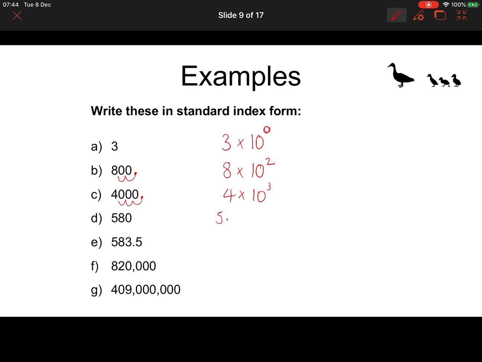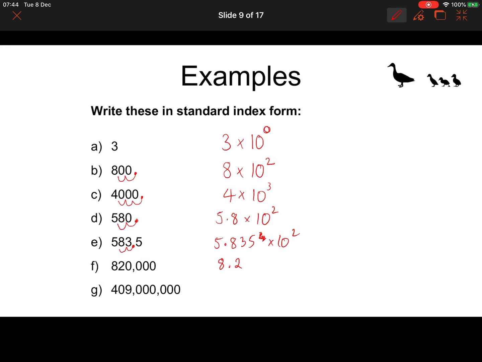Okay. With D, let the number between 1 and 10 be 5.8 times 10 to the power of, okay, here is my decimal point. Move it until it becomes 5.8. 1, 2. 5.8 times 10 squared. Okay, number between 1 and 10 is going to be 5.835. Move the decimal point until it becomes 5.835. That will be 1, 2. Oh, sorry, that's wrong. Times 10 squared.